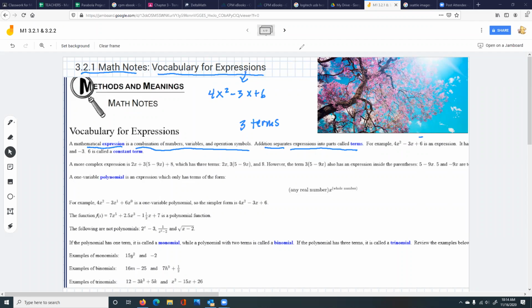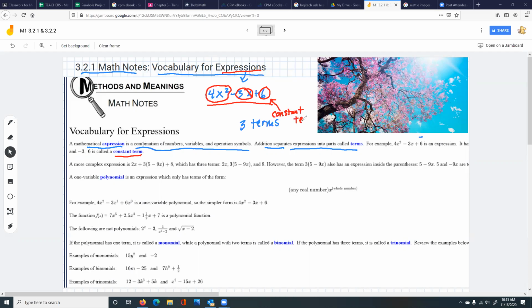How do we know the terms? Because they're separated by a minus and plus. So the first term is 4x squared. The second term is 3x. And the last term is 6. That is what we mean by terms. That's what an expression is. This is a mathematical expression. We're going to learn how to multiply 2 mathematical expressions today. The term at the end, the one that just has a number, is called the constant term.